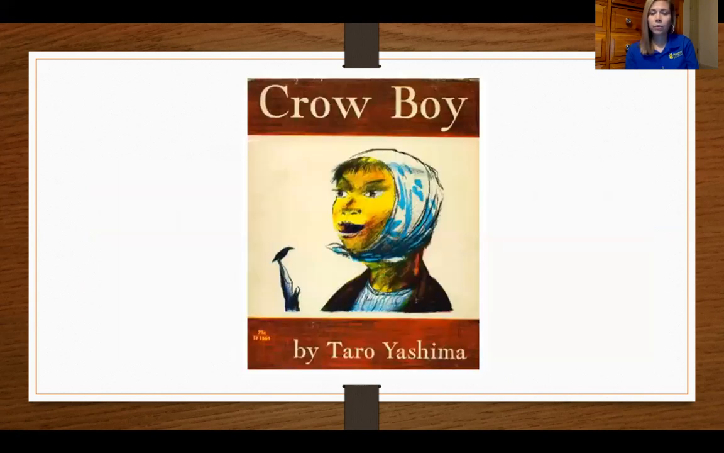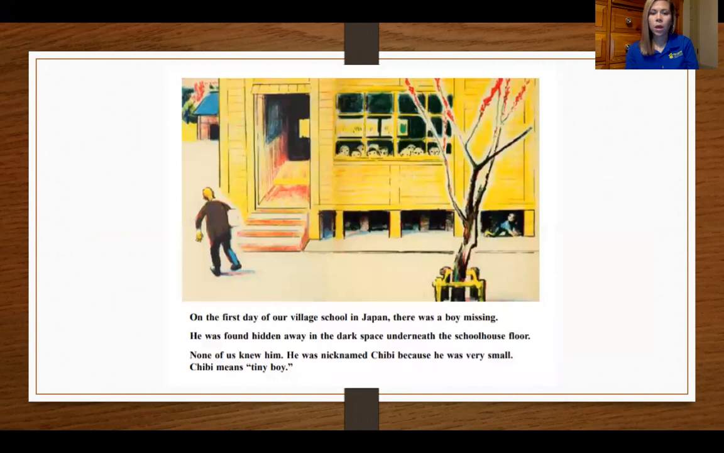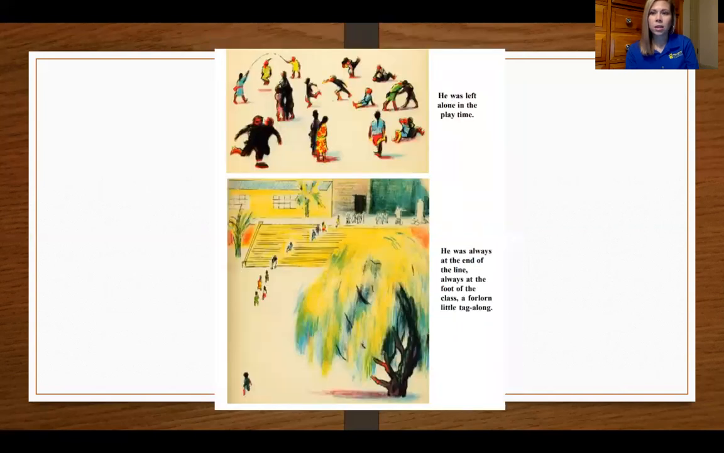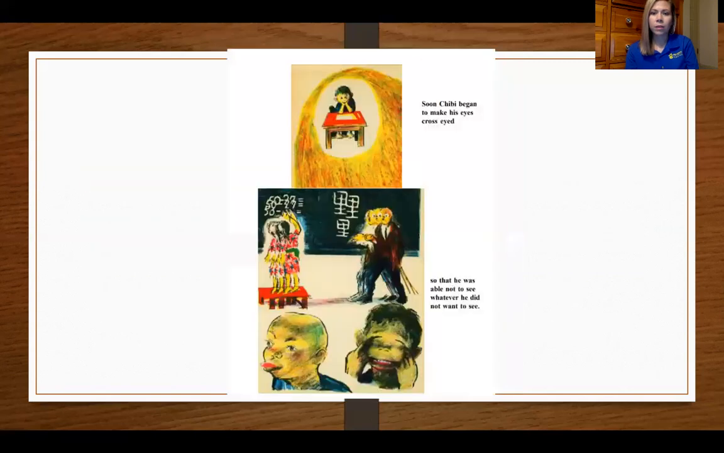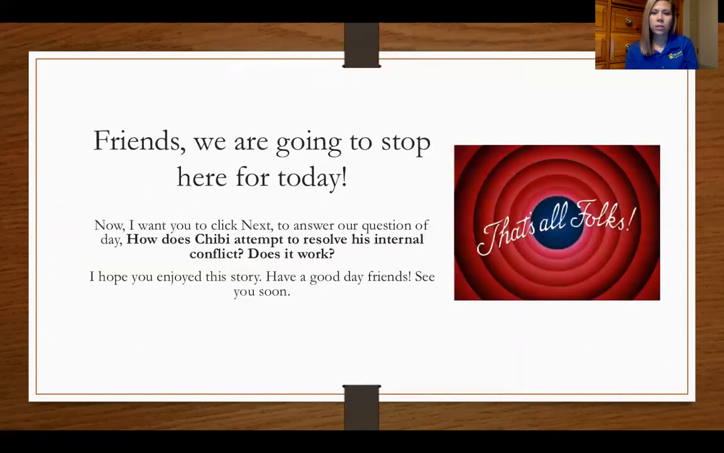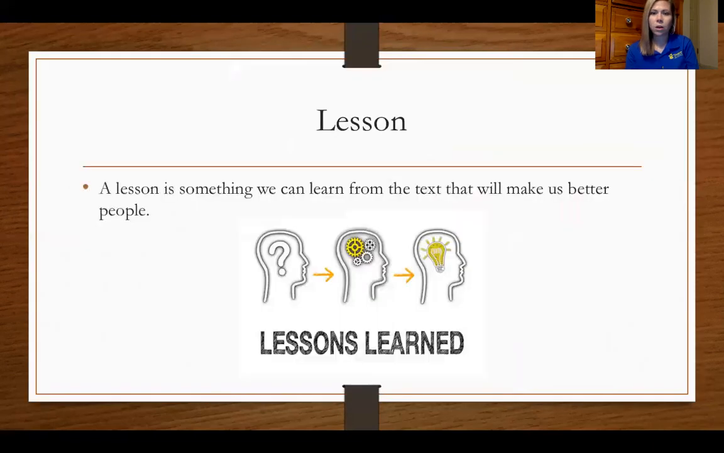So last time we were reading Crow Boy. We met a little boy named Chibi in Japan, and he went to school, but it says he was really afraid of the teacher and his classmates, and he didn't learn anything. And he was trying to distract himself from being so alone. And so now let's jump back in where we left off.